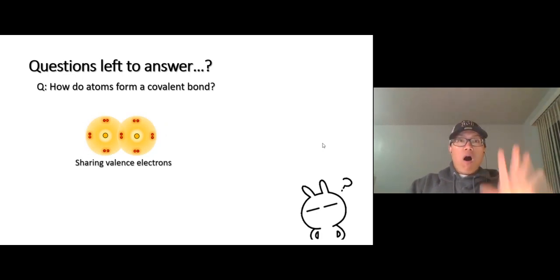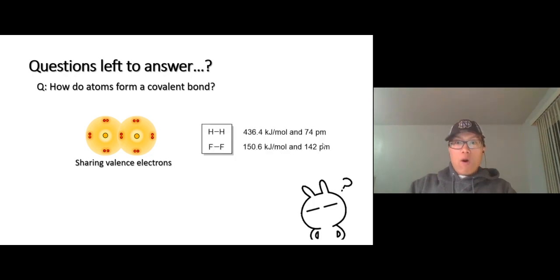If this is true for all atoms, how come the bonds between hydrogen atoms and fluorine atoms are different? Look at the bond energy. The hydrogen bond is much stronger than the fluorine bond, and shorter, and the fluorine bond is longer. Why is it different though? If it's just sharing two electrons, something is different there. So we have a theory to explain what's really going on inside.